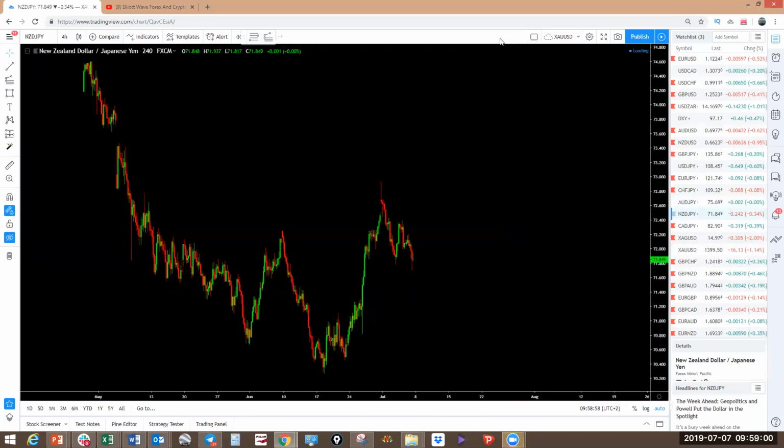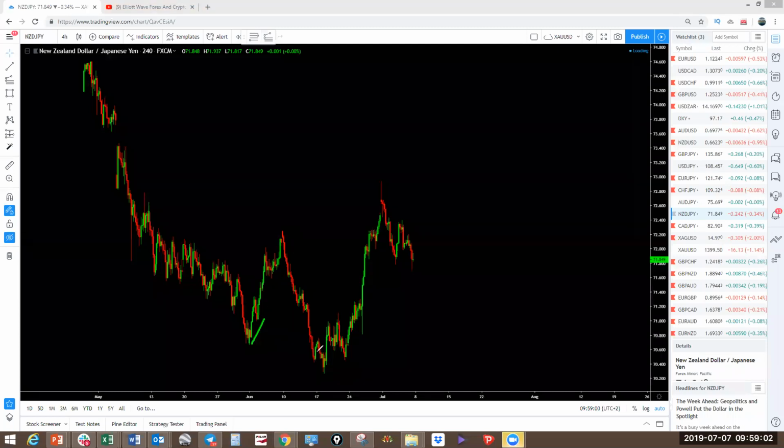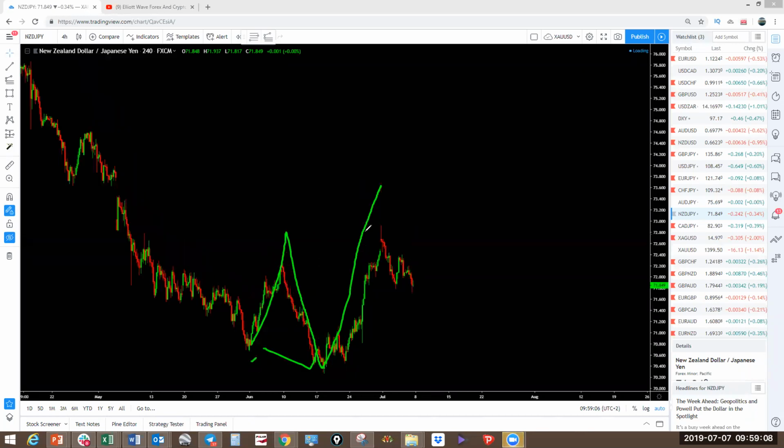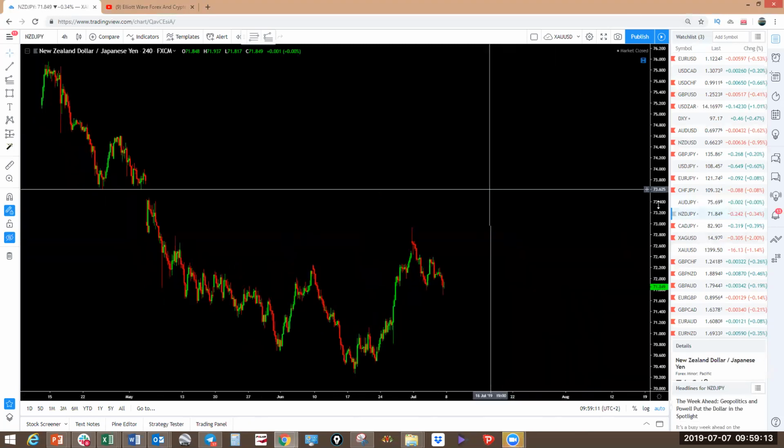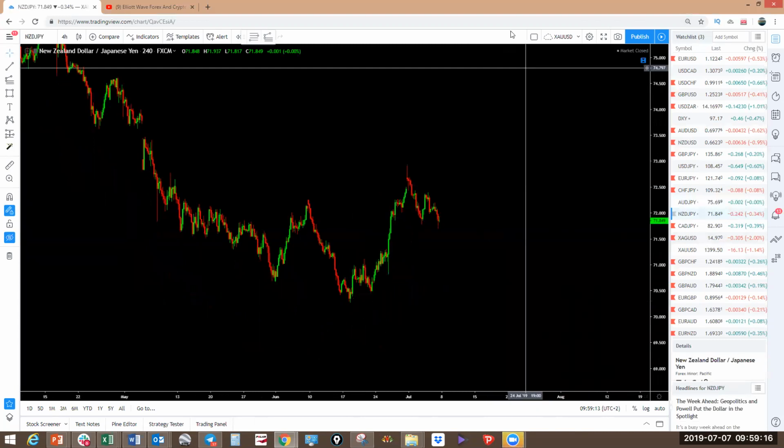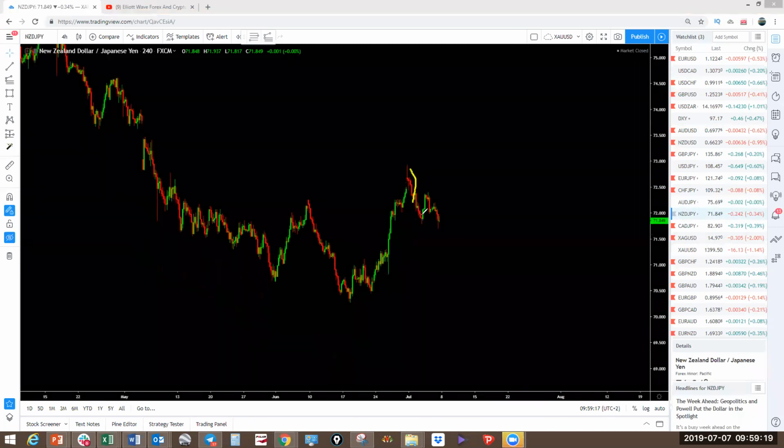New Zealand JPY also could be starting to play at this expanding flat. See the expanding flat there? Let's see how that plays out. We are now dropping in 3 waves though. It's 1, it's 2. Could this be a continuation to the downside? We need to see what happens there. It's not clear at this stage. Let's see what we get here. First, let's get a three-wave pullback. There's no sell setup, no buy setup there.